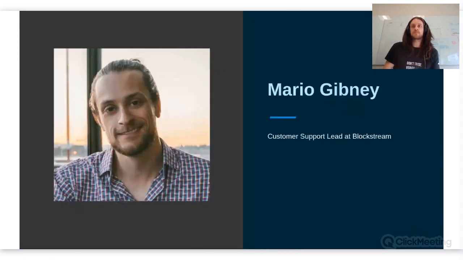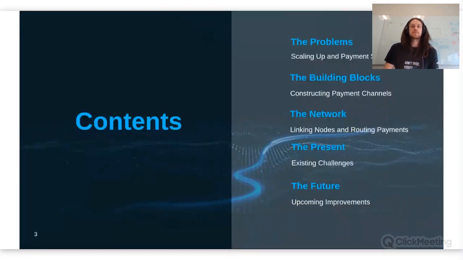My name is Gibney. I'm customer support lead at Blockstream. Here's what we're going to talk about today. There are roughly 5 parts to the presentation. We're going to talk about the problems, why we need Lightning Network in the first place. We're going to look at payment channels, the basic building blocks of the Lightning Network. We're going to look at the network itself, how you link payment channels together and route payments. We're going to look at present challenges we have with it. And then finally, I'll give you a rapid fire look at a bunch of different developments happening to improve Lightning Network and address some of the challenges.